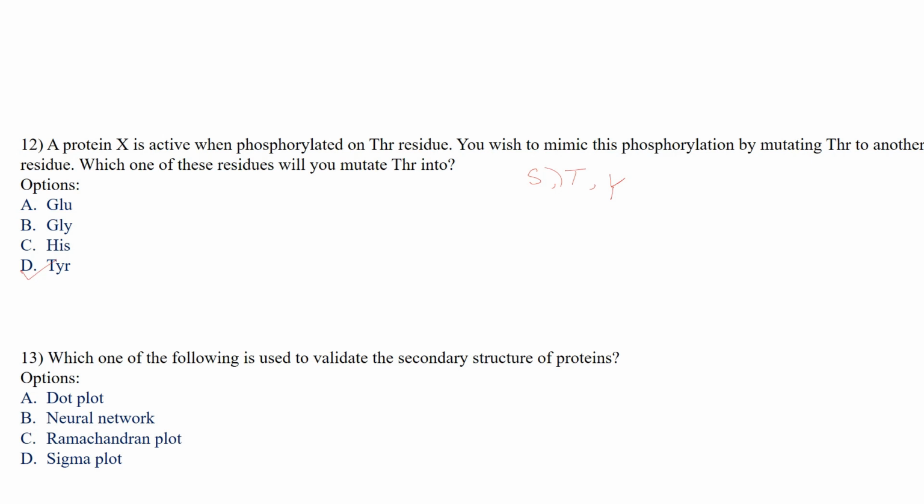The next question is, which one of the following is used to validate the secondary structure of protein? It's a straightforward question. Therefore option C, that is Ramachandran plot, is the correct answer.